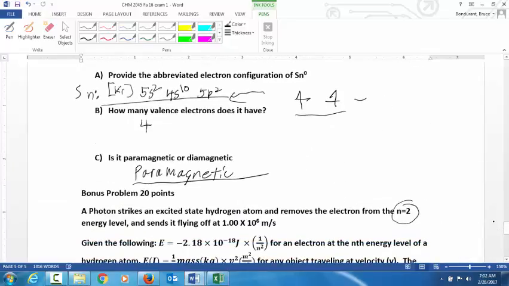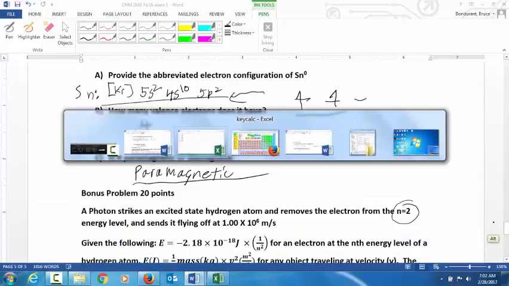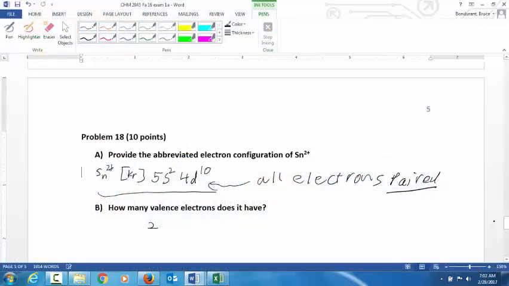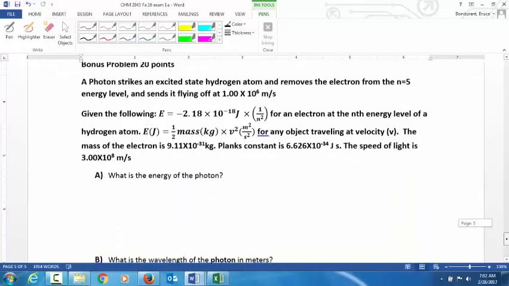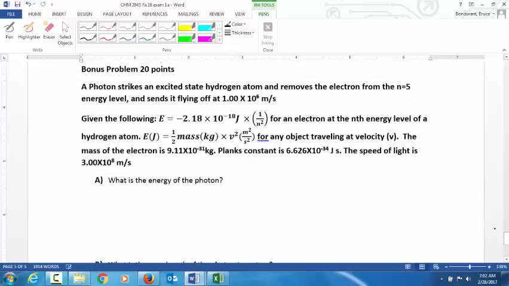So that's the bonus on 1. And the only difference in the two bonus problems is that I changed the value of n. Here n equals 5. So I do exactly the same calculations. What is the energy of the photon?